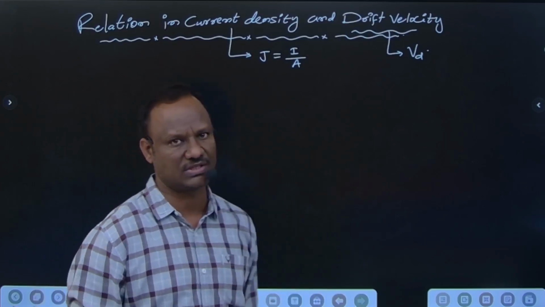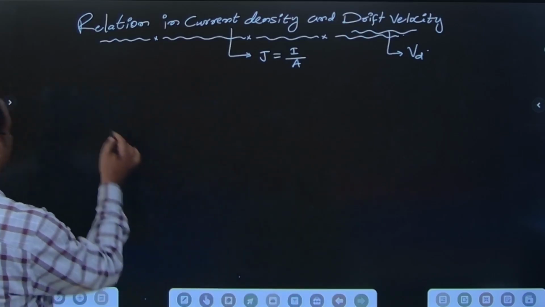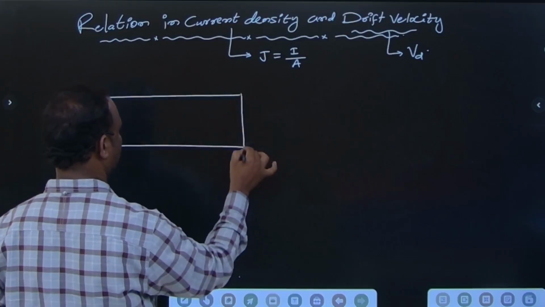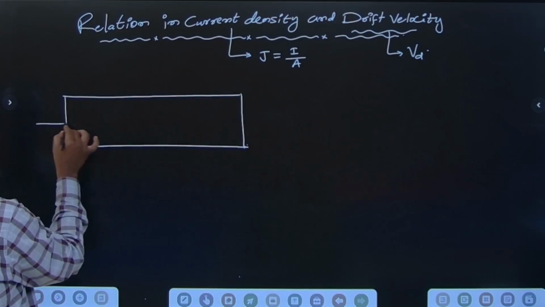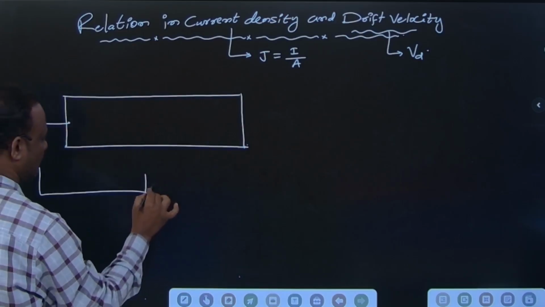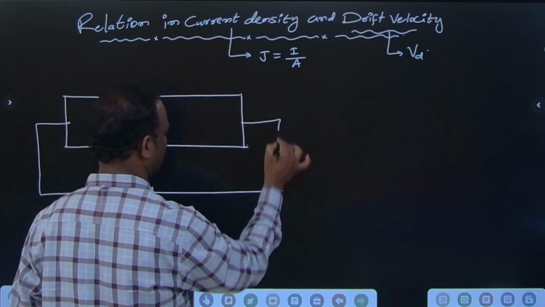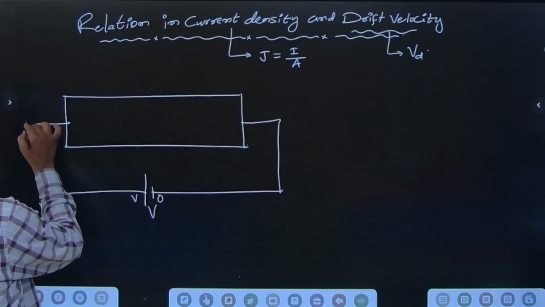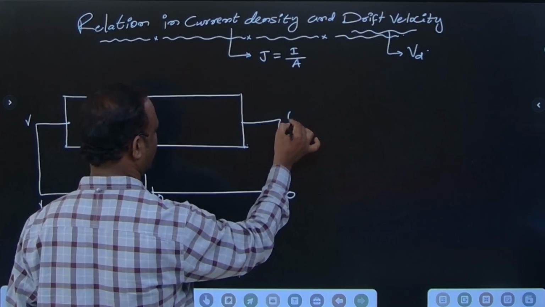How can I find this drift velocity? First, I'm choosing this as the conductor. It's a cross section of a conductor, connected with the positive and negative terminals, so a potential difference V is created at one end and 0 at the other.